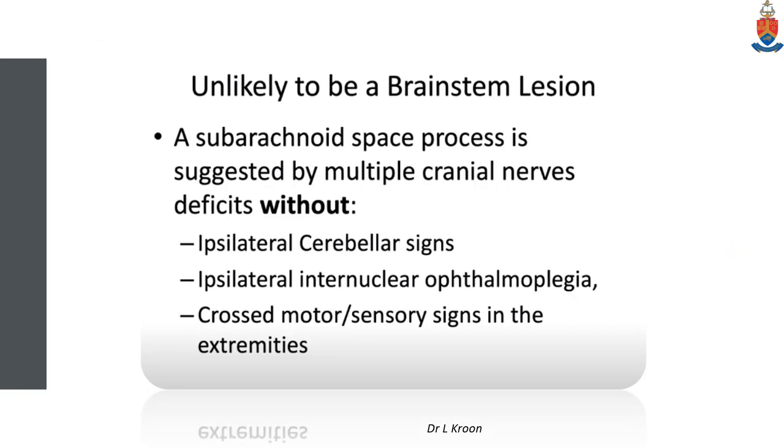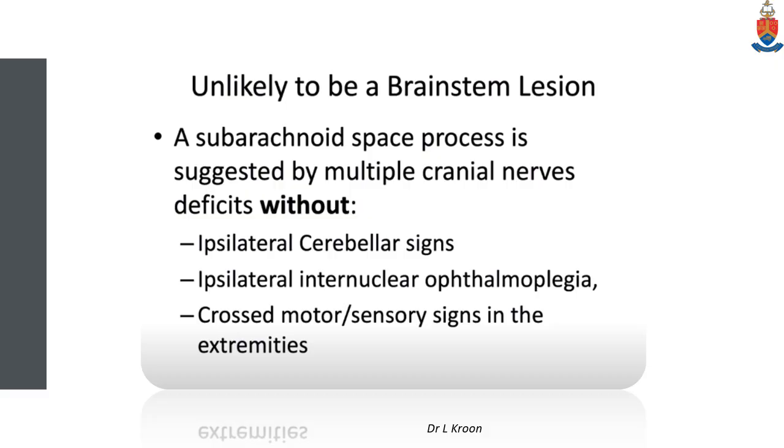And remember, I said it's unlikely to be a brainstem lesion if you've got multiple cranial nerve deficits without cerebellar dysfunction, internuclear ophthalmoplegia from dysfunction of the medial longitudinal fasciculus, which I'll explain later, as well as long tract deficits, which are associated with motor and sensory signs in the extremities and body. So if you don't have these findings, but you've got multiple cranial nerve involvement, then you have to be outside of the brainstem, because a lesion causing multiple cranial nerve dysfunction is bound to affect the long tracts as well as the cranial nerve nuclei or fascicles.